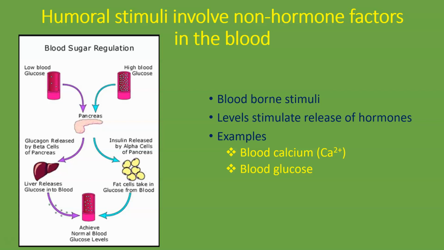Conversely, when the blood glucose levels are high, then the pancreas is stimulated to release a different hormone, insulin. And insulin is going to stimulate fat cells, which are found here in the diagram, but also different cells around the body to absorb glucose from the blood, thereby lowering the blood glucose level to normal. So that's just another example.